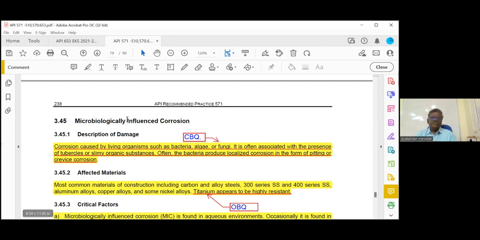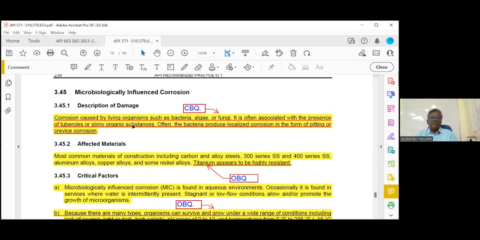So please take this. Corrosion caused by living organisms such as bacteria, algae and fungi. Sir, one minute sir. Please speak in English sir, it's being recorded.